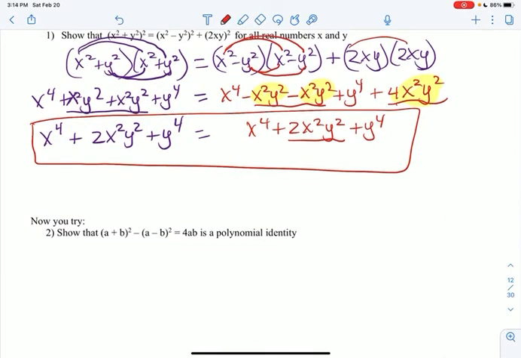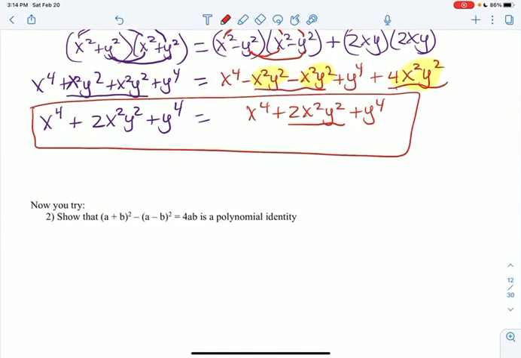Show that a plus b squared minus a minus b squared equals 4ab is a polynomial identity. You wouldn't think that it was, because the left side is pretty complicated. The right side is just 4ab. But let's see what happens. A plus b squared is really a plus b times a plus b. And then a minus b squared is a minus b times a minus b. All right, but I am subtracting that whole thing, so don't forget that. I'm subtracting everything, so I put that all in parentheses.